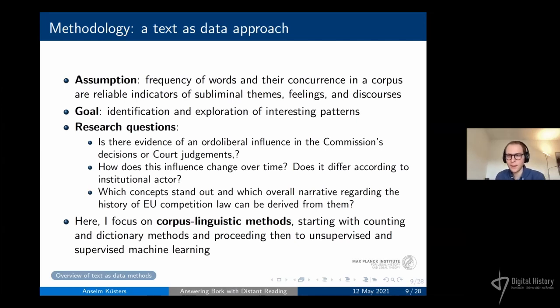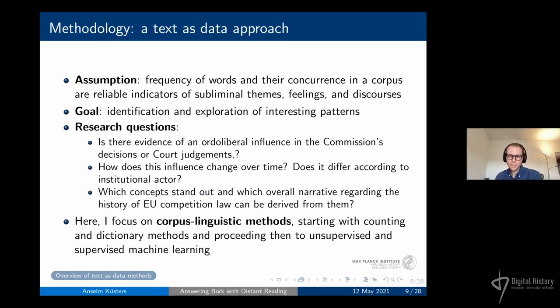And in particular, when employing these methods I will show to you in a minute, I was driven by three research questions. So I try to see, is there evidence of this hypothesized or deliberate influence? Does this influence change over time? Are there any shifts? And then of course, which concepts stand out? Which words, ideas, semantics?